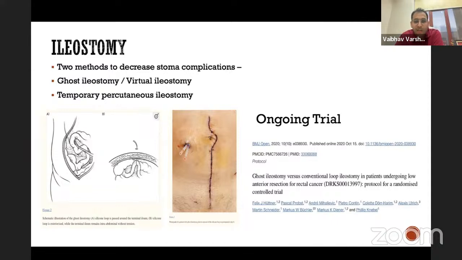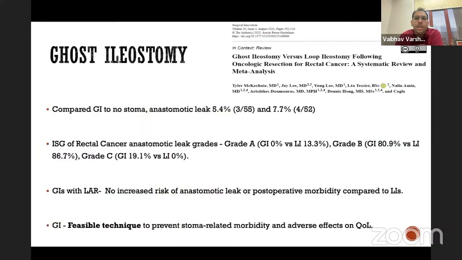There is an ongoing RCT on this topic, but there is a systematic review and meta-analysis of retrospective studies that compared ghost ileostomy versus loop ileostomy, and they have mentioned that GI versus no stoma has less incidence of anastomotic leak, and complication grades A, B, and C are all less with GI. So GI with low anterior resections has no increased risk of anastomotic leak or post-operative morbidity compared to conventional loop ileostomy. So it's a feasible technique to prevent stoma-related complications and adverse effects on quality of life.